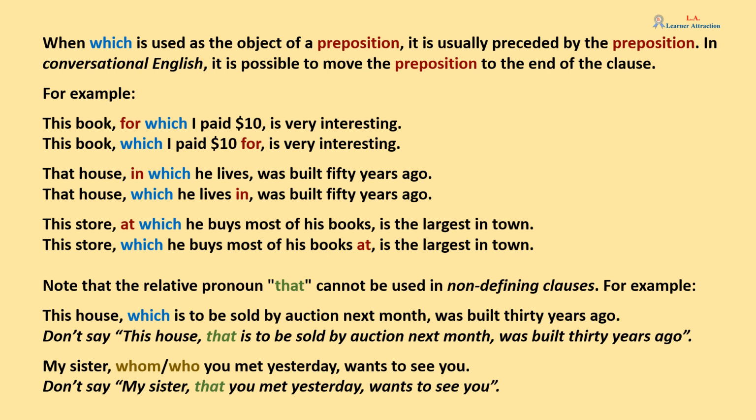Note that the relative pronoun that cannot be used in non-defining clauses. For example, this house, which is to be sold by auction next month, was built 30 years ago. Don't say, this house, that is to be sold by auction next month, was built 30 years ago. My sister, whom or who you met yesterday, wants to see you. Don't say, my sister, that you met yesterday, wants to see you.